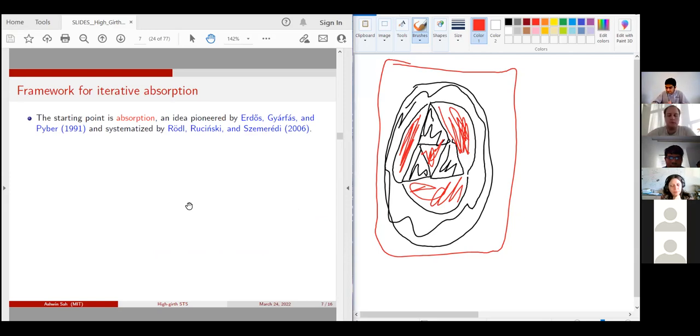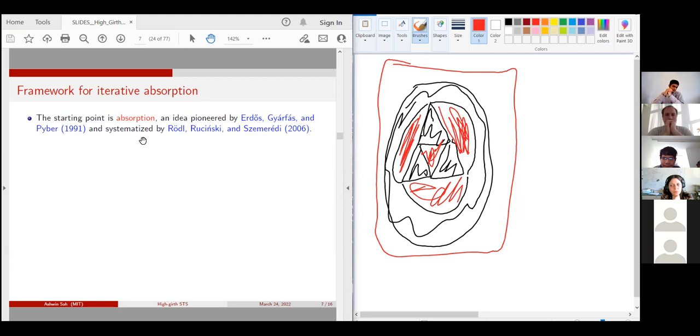My primary goal is hopefully to let some people know about these beautiful ideas, which are not my own, at least for the original iterative absorption technique, because I think it does have a wide variety of potential applications, not just strictly for this problem. And hopefully you can learn something from that. And then also talk about why it doesn't immediately fly for the high-girth situation and the sorts of things you really have to alter. All right.